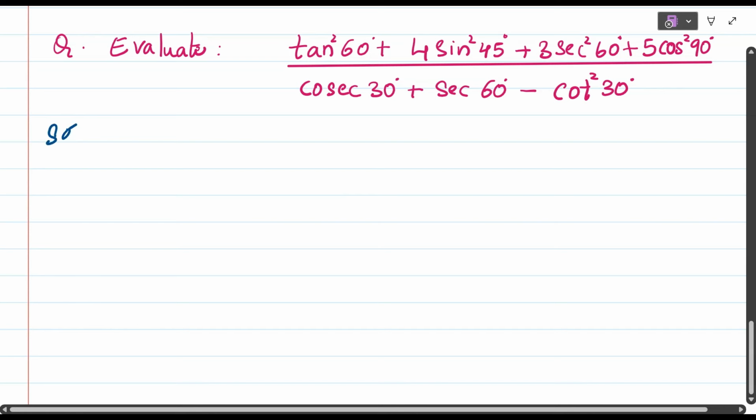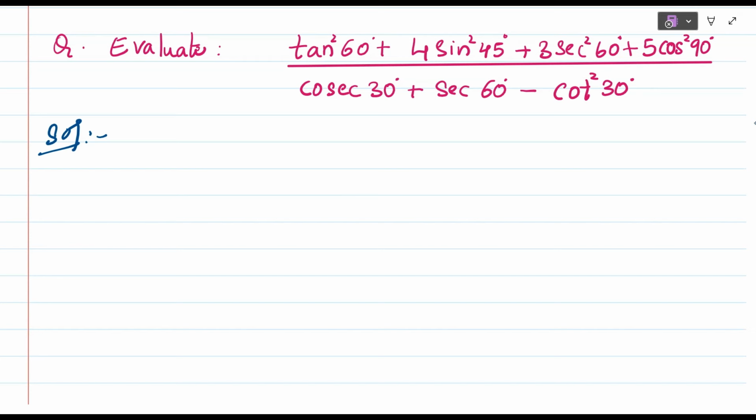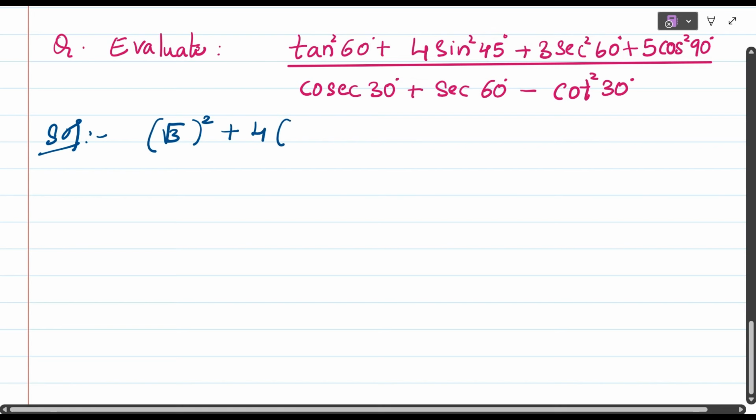Students, the next question is, evaluate. Here they have given tan square 60 plus 4 sin square 45 plus 3 secant square 60 plus 5 cos square 90, whole divided by cosecant 30 degrees plus secant 60 degrees minus cot square 30 degrees. So in order to find its value, we have to know the values. So what is the value of tan 60, students? Root 3. Okay. So root 3, here square is there, whole square, plus 4 into the value of sine 45, which is 1 by root 2.